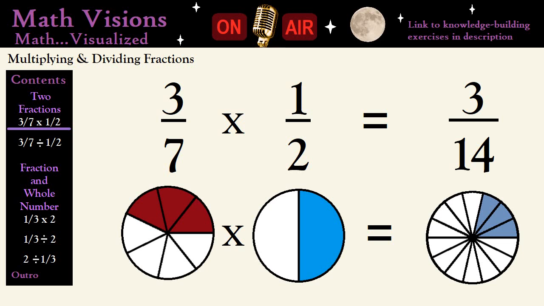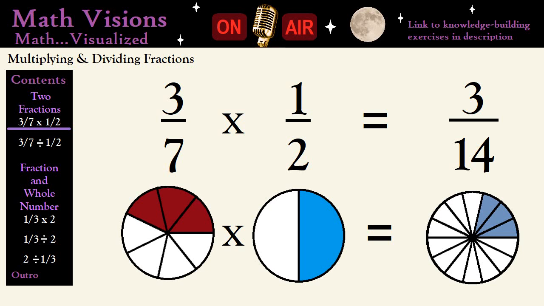Therefore, multiplying a number by a proper fraction, one in which the numerator is smaller than the denominator, gives us an answer that is smaller than either factor. 3/14 is less than 3/7 or 1/2.